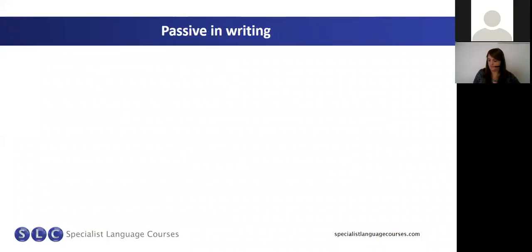The final area we're going to look at is passive in writing. So passive, we need the verb to be and a past participle.